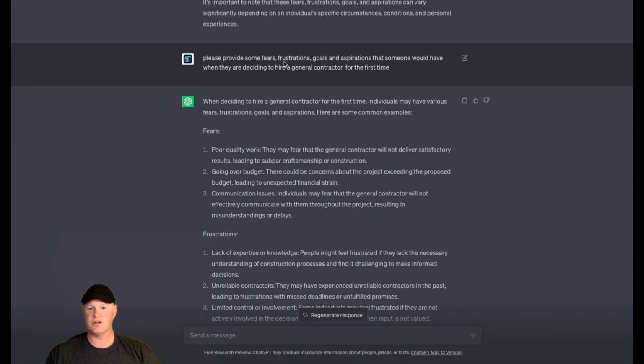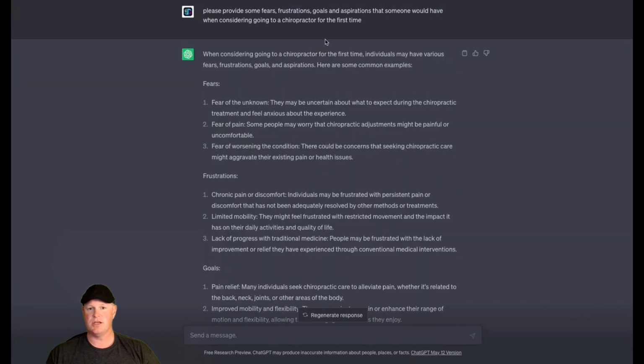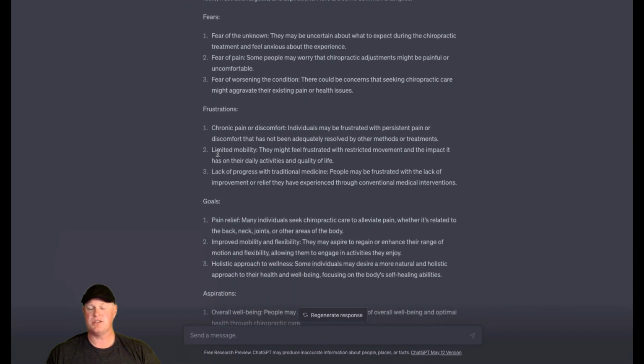Please provide some fears, frustrations, goals, and aspirations that someone would have when blank. And you can change this prompt up if you're a general contractor. And it could be for a kitchen renovation, or it could be for an addition. For chiropractors, it could be talking about trying to alleviate specific issues like sciatica or some other problem that they may be having. And let Chat GPT pull the information and give you a place to start.